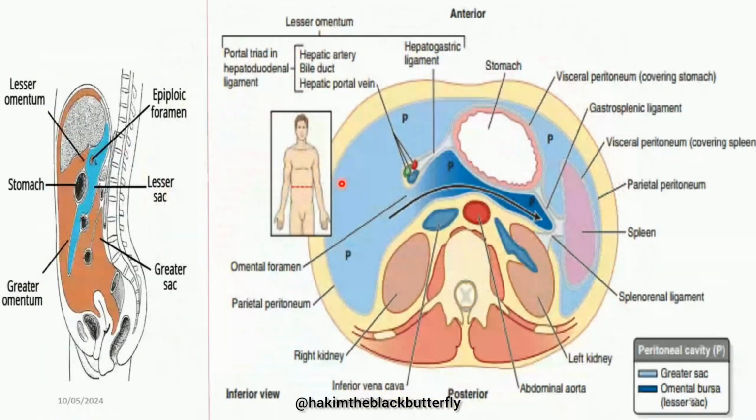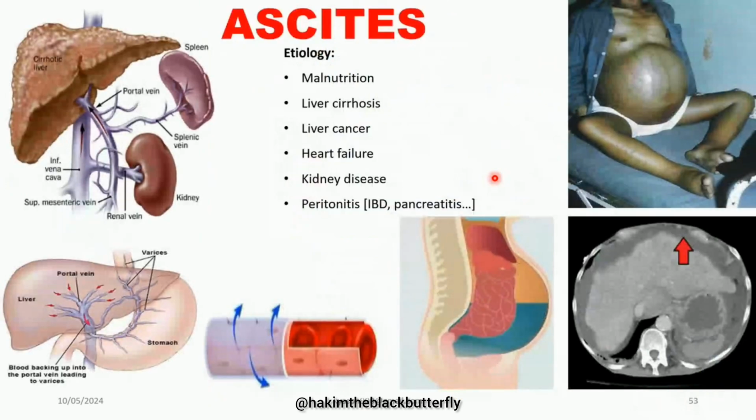All right. So we've seen the greater sac and the lesser sac or the omental bursa. And finally, let's end our session by talking about ascites. Ascites is a term used to mean excessive fluid within the peritoneal cavity. That's what ascites means. There are several causes of ascites.